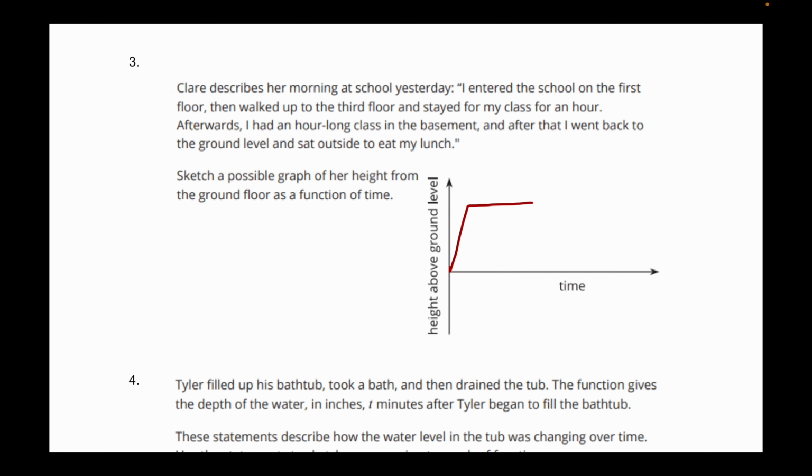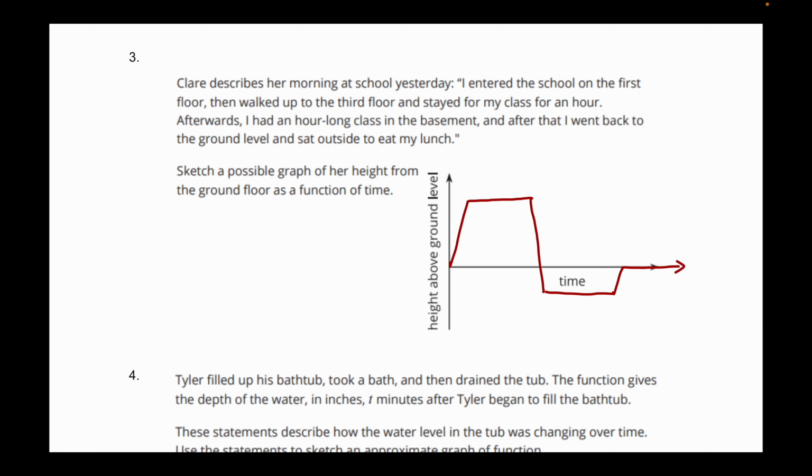She's got an hour-long class. Afterwards, she has an hour-long class in the basement. So she's going to go back down, but not stop at the ground floor. She's going to go all the way down to the basement, stay in another class for an hour. And then she's going to go back to ground level and then eat her lunch outside. So my graph is going to look something like this.